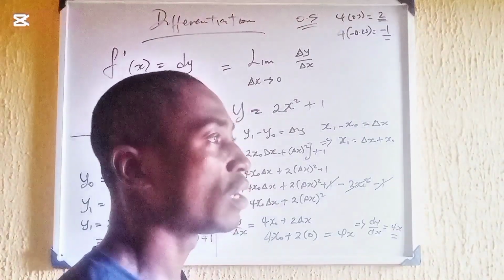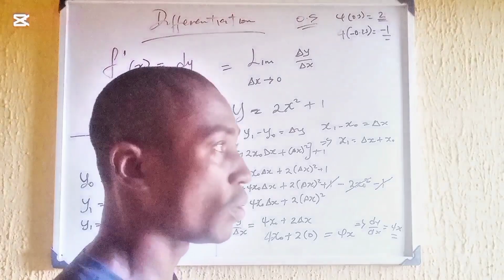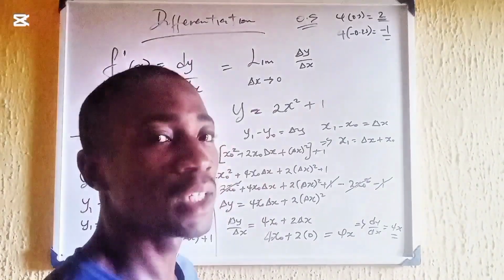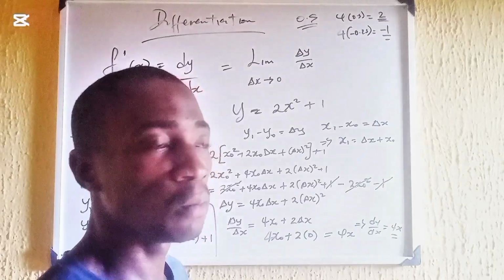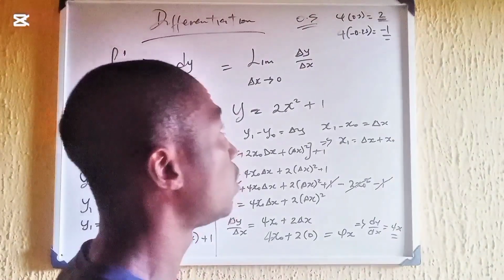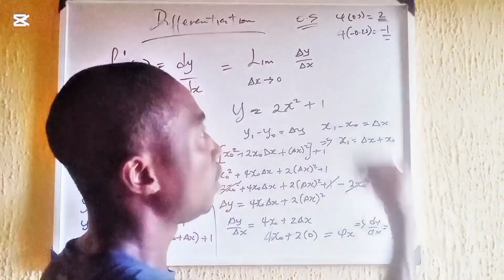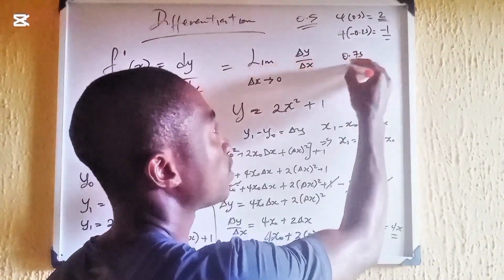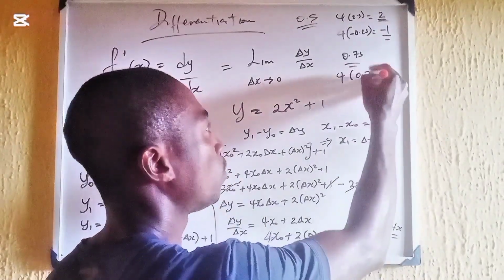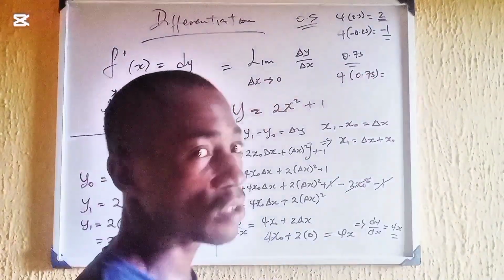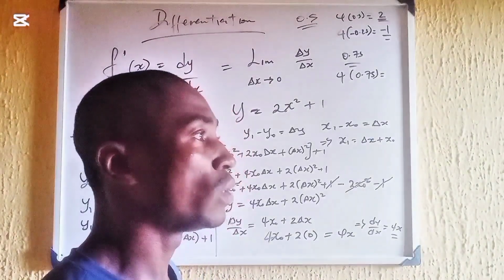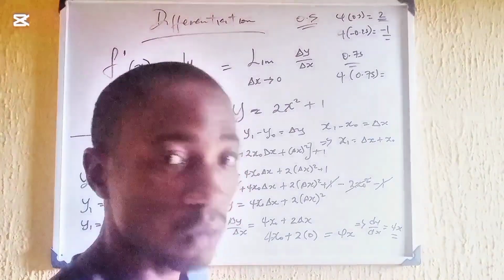So if you're asked to calculate the gradient of a curve at a point, you simply use the derivative, then substitute for x in that function using the given point, and you will get the gradient of the curve at that point. So assuming we're interested in, let's say, the point 0.75, what we'll simply do is say 4 times 0.75, and that gives us the slope at that particular point on the curve. So that brings us to the end of this lesson.